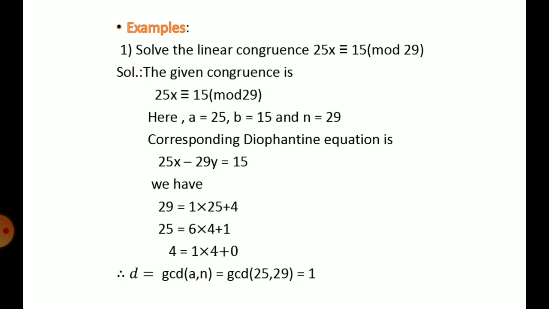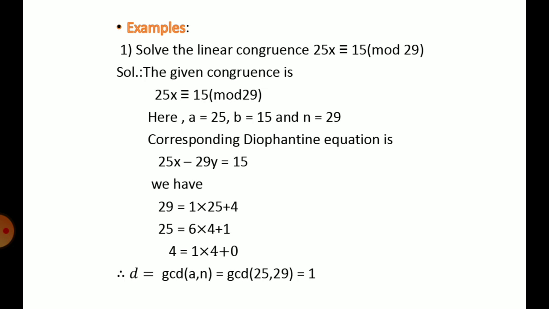Means dividing 29 by 25, we get by the division algorithm 29 is equal to 1 into 25 plus 4. Then the next divisor is 25. We have to divide 25 by the remainder 4, and therefore we get 25 is equal to 6 into 4 plus 1. Then divide 4 by 1, the remainder is 0. And by the Euclidean algorithm, we know that the last non-zero remainder is the greatest common divisor. Here the last non-zero remainder is 1, and therefore the value of d is 1.